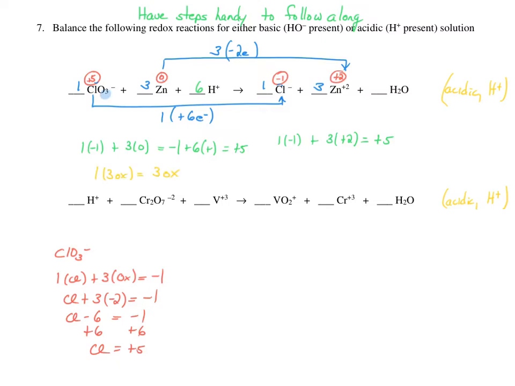So if we look at our oxygens, we see we have 3 oxygens on the reactant side. We need 3 oxygens on the product side. The only place that the oxygens appear is in water, so we're going to need 3 waters as well. If we've done everything perfectly to this point, our hydrogens are also going to balance. So let's check our hydrogens. 6 hydrogens on this side, and 3 times 2, 6 hydrogens on the product side. We're done.